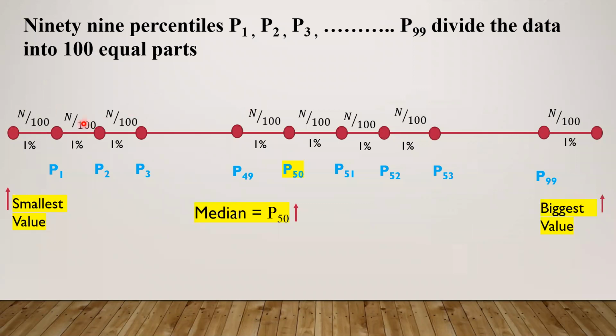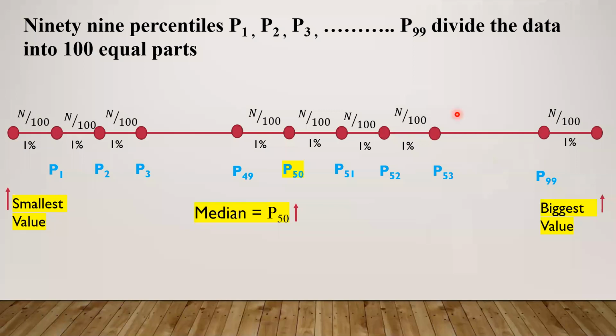And these 99 points or percentiles are here. P1 first percentile, P2 second percentile, P3 third percentile, so on, P49, P50, P51, P52, P53, and then the last one, P99. It was not possible for me to write here everything. So I have here, you can put dot dot and this last one, P99. Okay.